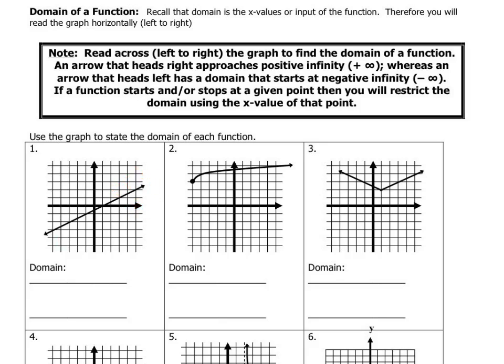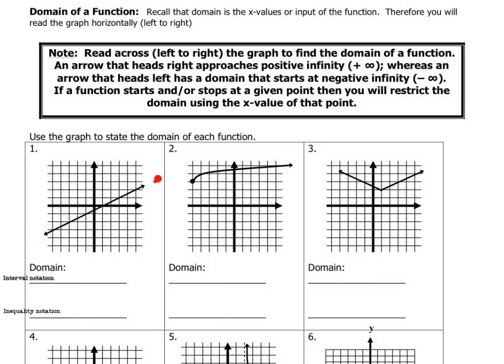And if you have a starting or a stopping point, you'll use those points also to talk about the domain of a function. So there's two different ways to talk about the domain of a function, to communicate it to your reader. One way is interval notation, and the other way is inequality notation, and we're going to be using both of those today.